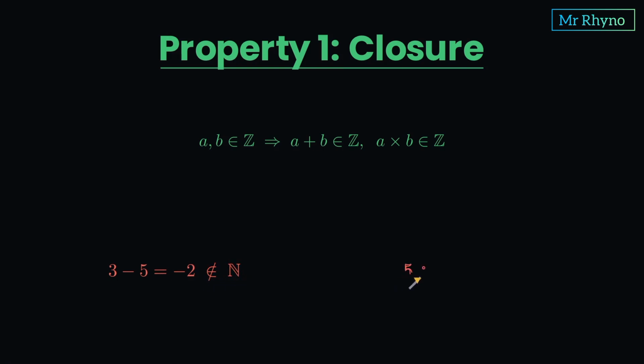And integers are not closed under division either. 5 divided by 2 is 2.5, not an integer at all. This single idea, closure, is exactly why number systems keep expanding. Naturals needed integers, and integers need rationals.